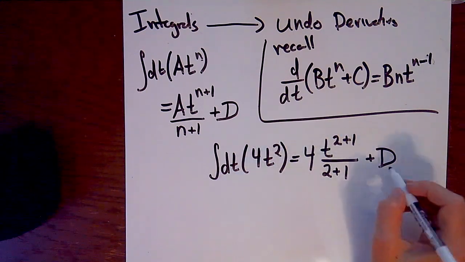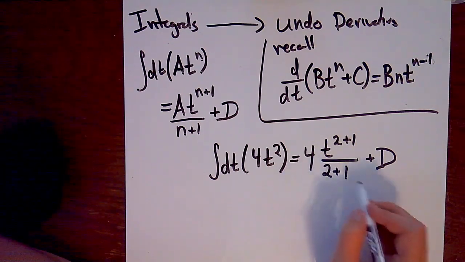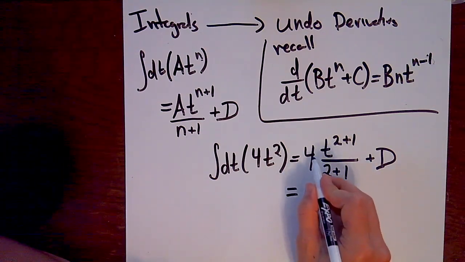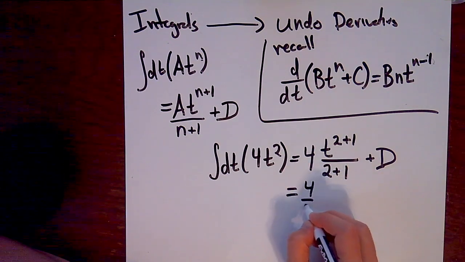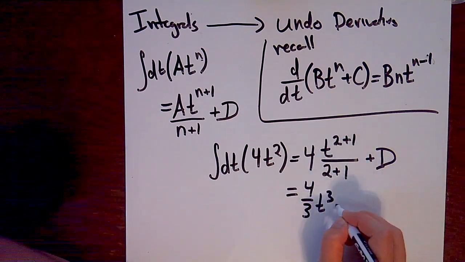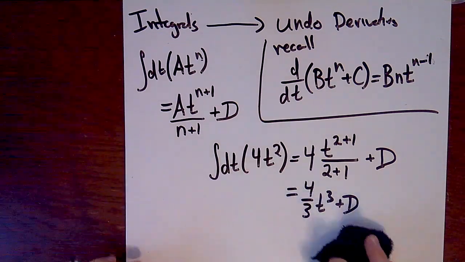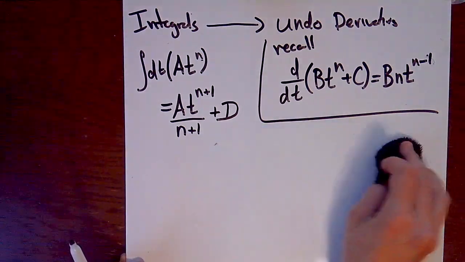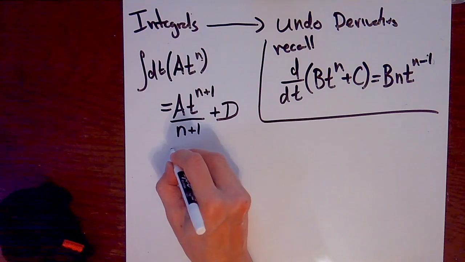And even though we've got numbers here, we still don't know what this constant is, but we know it may exist and it may not be 0. So then we'll clean this up. This is 4 over 2 plus 1, so 4 over 3, so 4 thirds. This is t to the 2 plus 1, so t to the third. And then we can't do anything about this unknown constant d, so we just have to leave it there. So that is how you do an integral. Let's try another case. Let's do a new example. Let's take the integral of this equation.